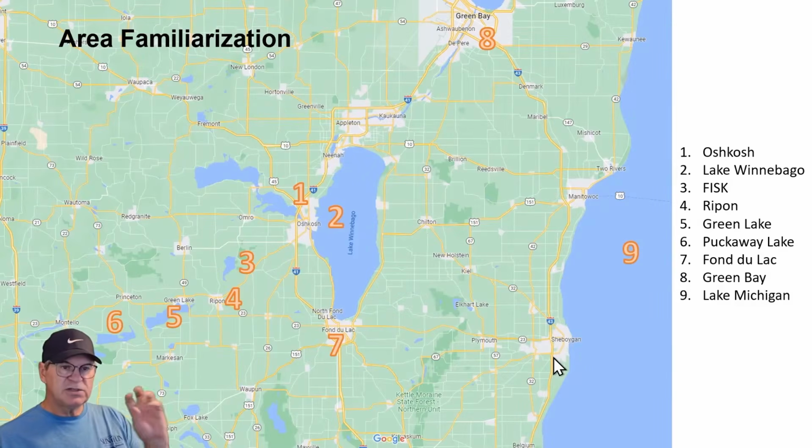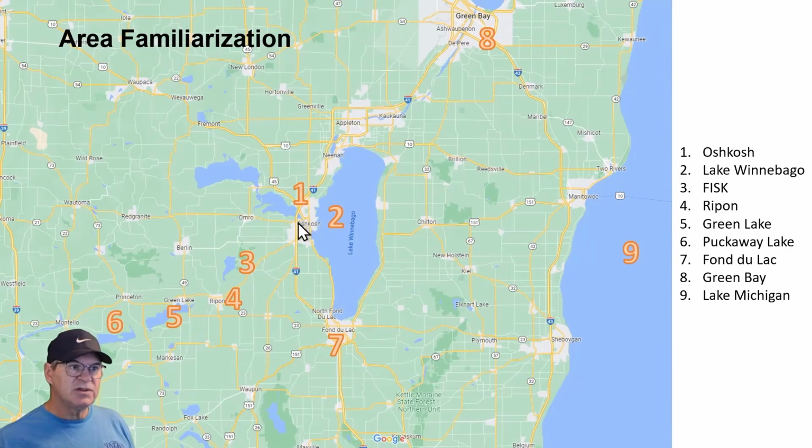All right, area familiarization. I want to do this first. I want to get you an idea of where we're going and what we're doing. So let's just start from here. Number one is the focus of it all. This is Oshkosh, the city of Oshkosh, and the airport is right here. Right beside us is Lake Winnebago. Way over here is Lake Michigan.